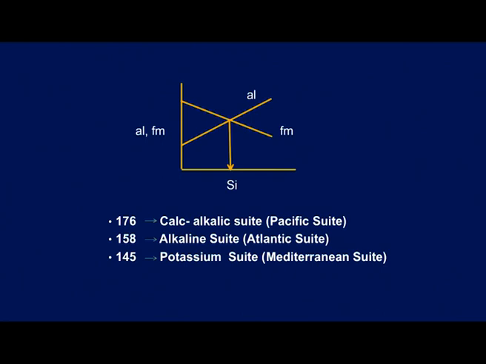145 suggests that it belongs to the potassium suite. So, the intersection of the Al value with Fm values, when that intersection point is projected with the help of an arrow towards the x axis, it intersects the SI value. These SI values are 176, 158 and 145 for various suites of rocks.